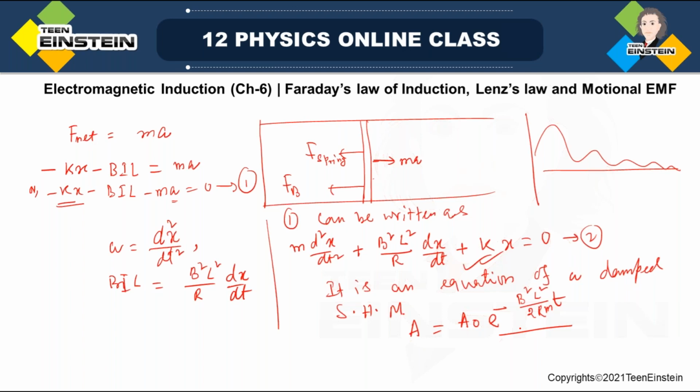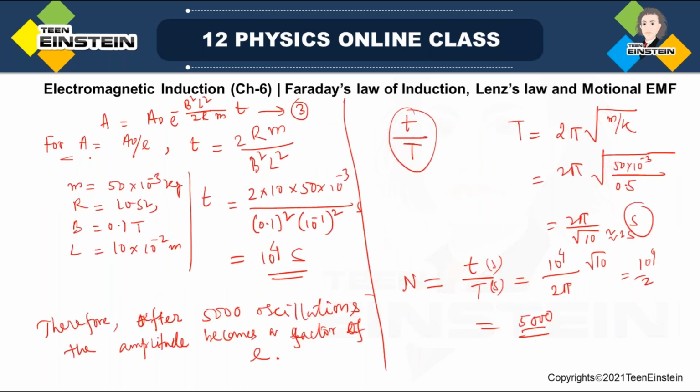After writing that, we apply the condition that for A equal to A0 by e, the time will be this much, 2m by b square l square. So this much time will be required. If you want to find the number of oscillations, you have to find the time period first. The time period can be obtained from the spring constant, 2 pi root over m by k. So from there we get the time period. Small t by capital T will give you the number of oscillations.